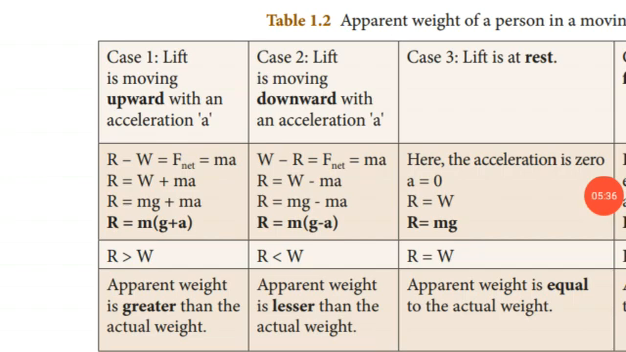Here m equal to mass of a body, g equal to acceleration due to gravity, a equal to acceleration of lift. We can use the formula R equal to m into g plus a when R is greater than W, that is apparent weight is greater than the actual weight.